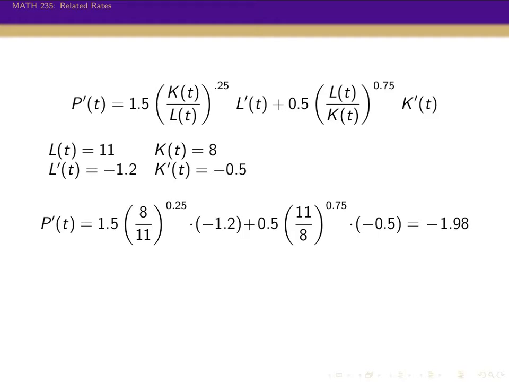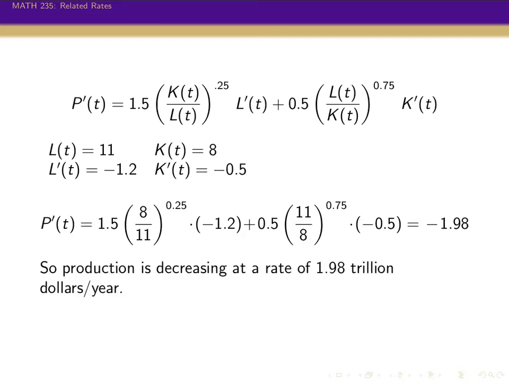And so this is talking about the change in production. And so the minus sign says that production is currently decreasing at a rate of $1.98 trillion per year. And that's just what I said. So production is decreasing at a rate of $1.98 trillion per year.